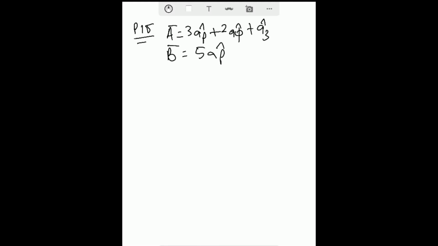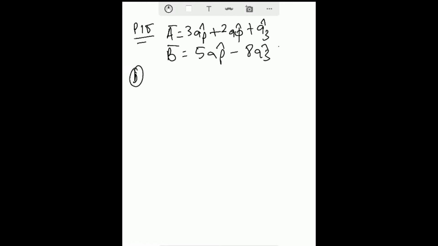Okay, now let us look at problem 15, and we have two vectors again. A is equal to 3 a_rho plus 2 a_phi plus a_z in cylindrical coordinates, and B is equal to 5 a_rho minus 8 a_z. We need to find A plus B, which is very simple. I can just add the two. I don't need to do that. You can do it yourself.